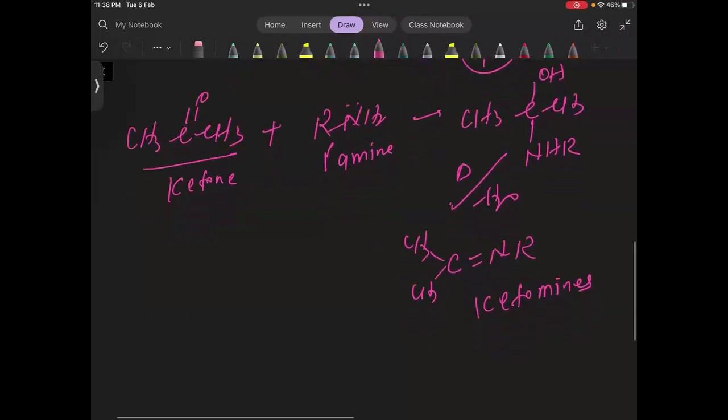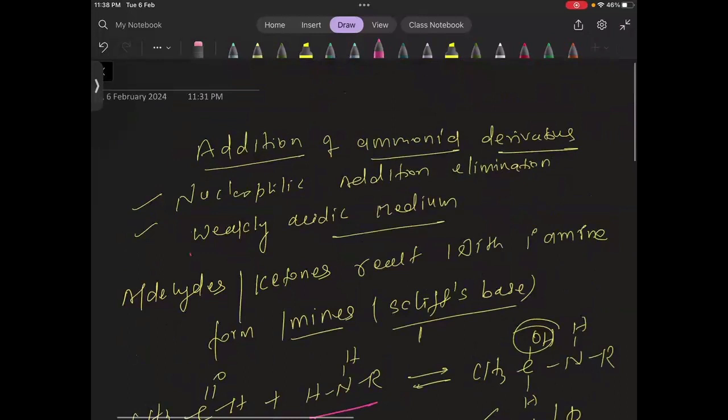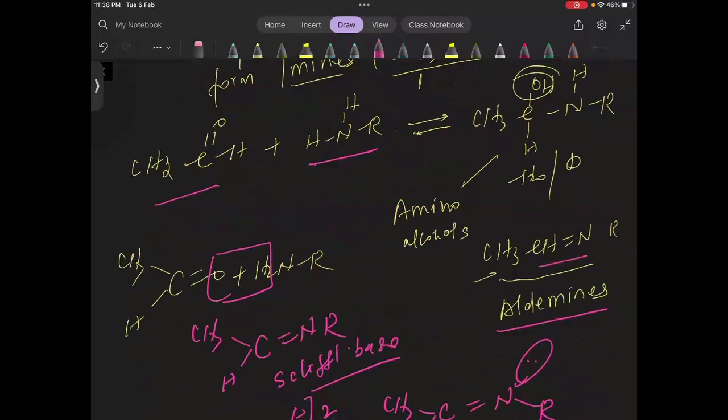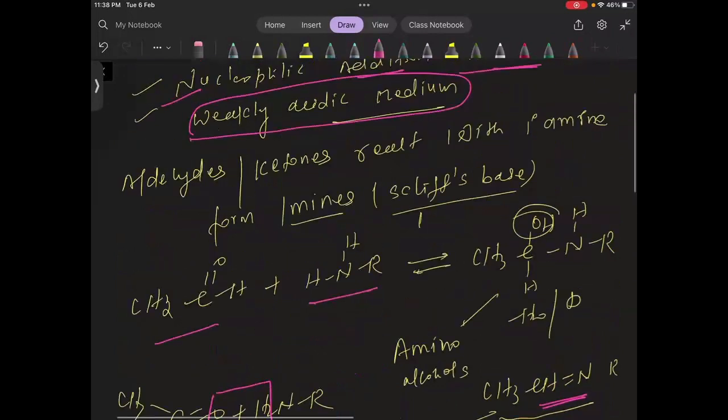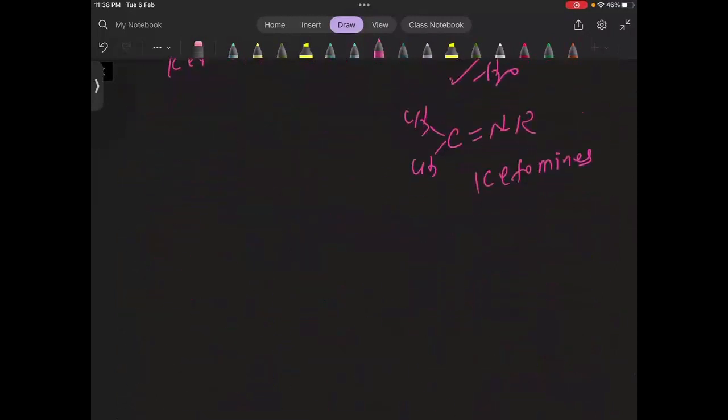Now, students, one thing is that I have written above, you can see here, weakly acidic medium. Why have I written weakly acidic medium, and why have I written nucleophilic addition and then elimination? Elimination is okay, because you can see here, loss of water is the elimination. But the rest of the two things you will understand through the mechanism. So let's understand here.